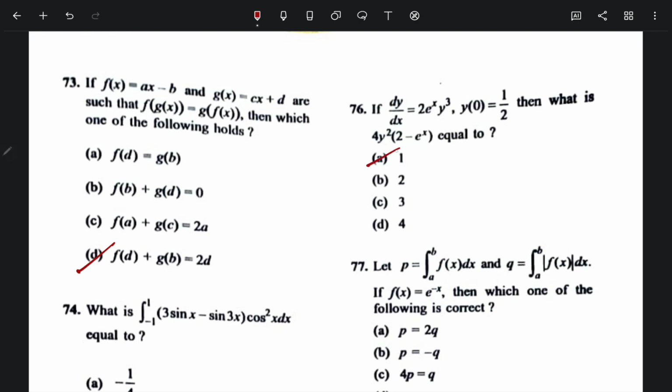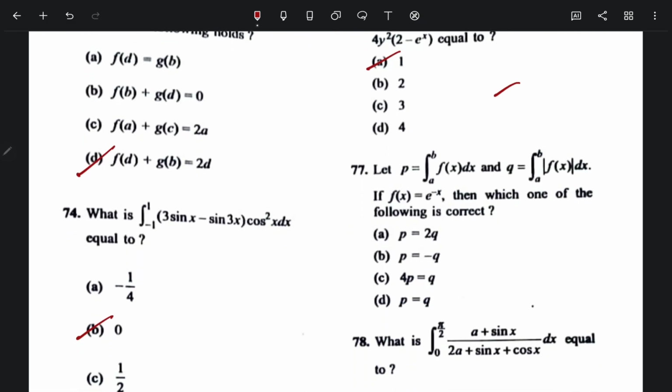76, it is again A. So differential equation, y0 is equal to 1 by 2. Then what is the value of this? So you know y0 is equal to 1 by 2. You solve this equation, then you will find the value of the arbitrary constant. So you will know the value of y exactly. That is going to give you the answer. This is just classic, again a step by step thing.